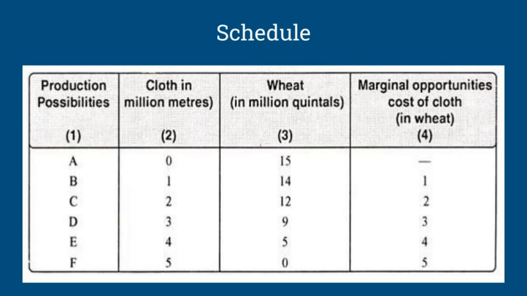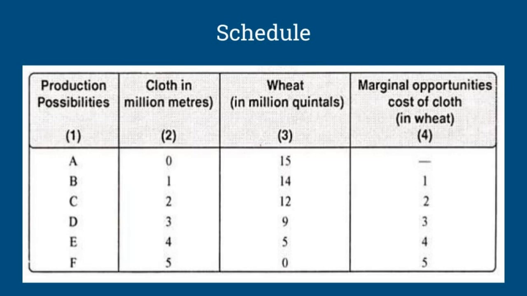Moving to possibility B, 1 unit of cloth is being produced and 14 units of good Y, that is wheat, is being produced. At C, 2 units of cloth is produced and 12 units of wheat is being produced. So here the units of cloth is being increased from 0 to 5, whereas the units of wheat is being decreased here from 15 to 0.